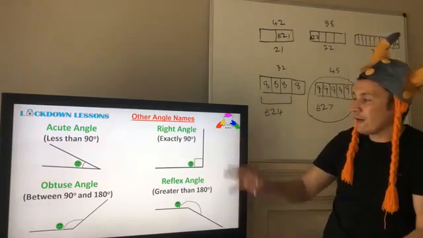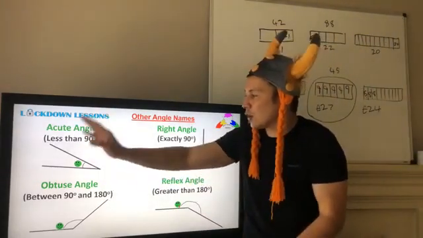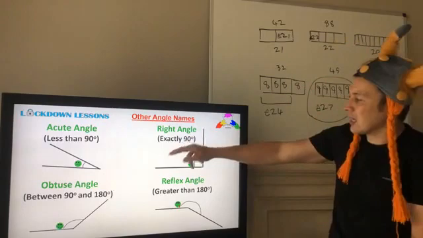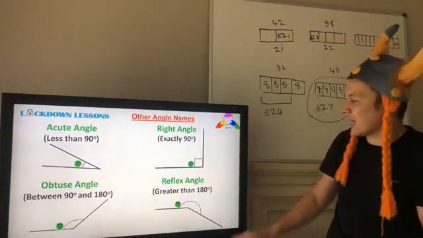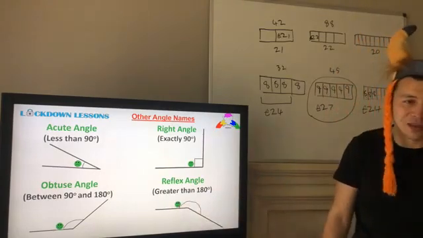Okay, so we've got the different angles there. You need to know which ones they are. So acute is the little one. Right angle is 90 degrees. Obtuse is between 90 and 180. And reflex is greater than 180.